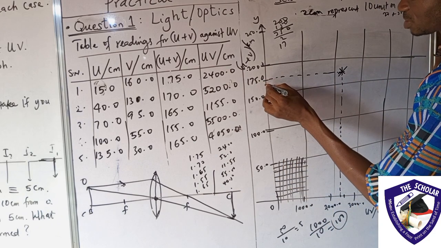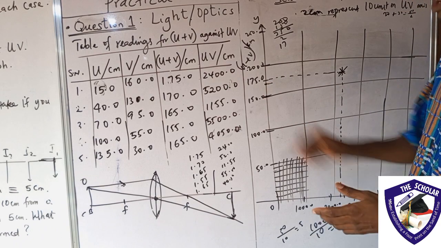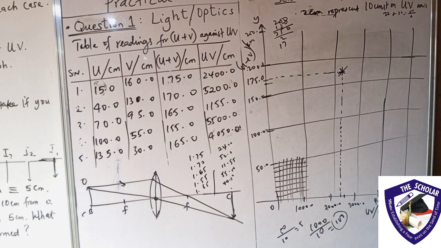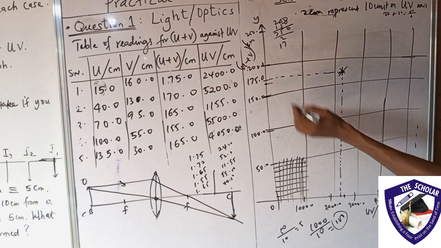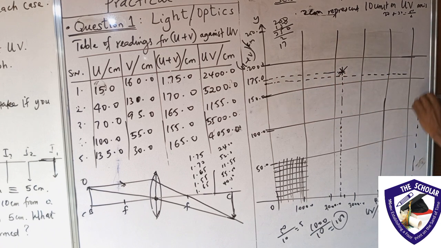Then the second one, when our U plus V is 170. 170 will be closer to 175. Let's say this is it here. Then our value is 5,200. This is 5,000, this is 6,000. Middle is going to be 5,500, and I have 5,200. So let's assume it's here. You take it up to 170. Then you join the points together.